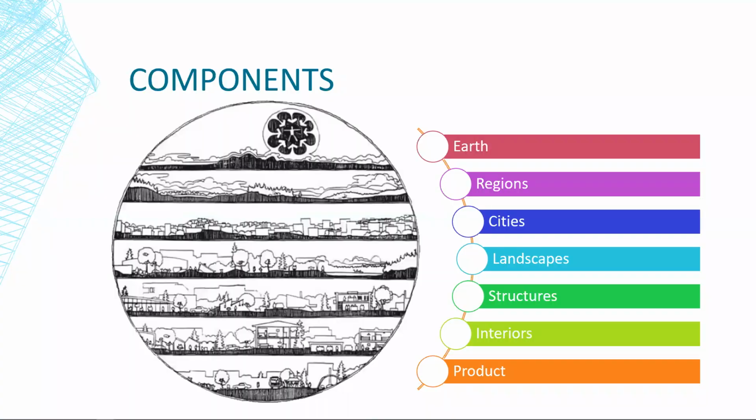So there are 6 or 7 components that make up the built environment, from earth, regions, cities, landscapes, structures, interiors, and products. And over the next few weeks, we will be discussing these components, starting from the things that we interact with in our immediate vicinity. Products. So we'll start with products, then we'll move on next week to interior structures and so on.